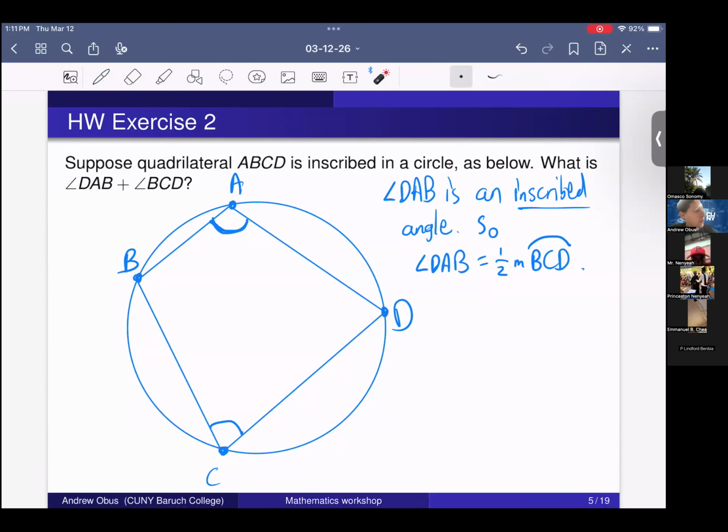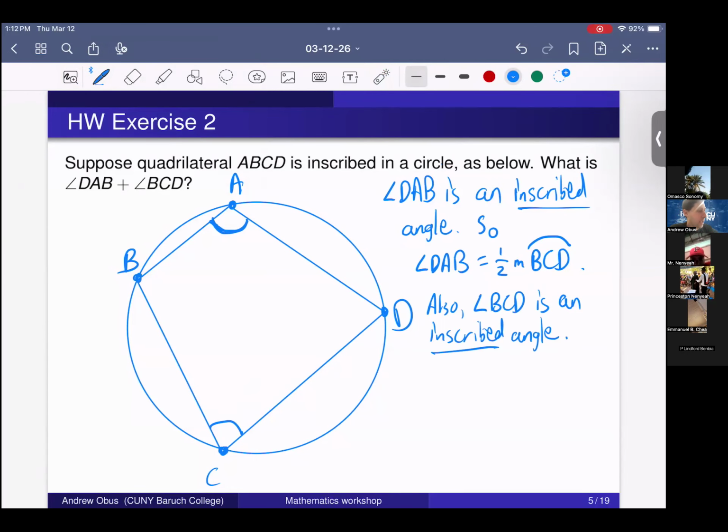Great. Okay, now what about the other way? BCD. So this is the other angle that we need. So also, angle BCD is, well, it's also an inscribed angle, right? This is also an inscribed angle, angle BCD. So what can we say about its measure? So angle BCD is equal to what from the inscribed angle theorem? What does the measure have to be equal to? It's in terms of some arc of this circle.